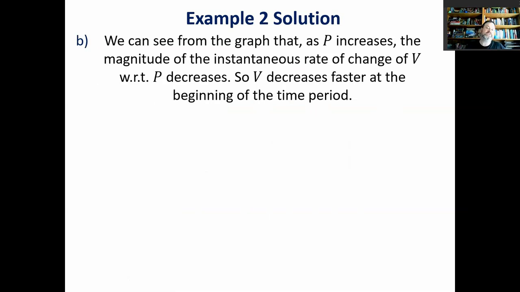So the graph tells us that as P increases, the magnitude of the instantaneous rate of change of V with respect to P decreases. So V decreases faster at the beginning of the time period. And that's the answer, and that's all you have to say. Because we're just looking at the rate of change. How fast is the derivative changing, right?